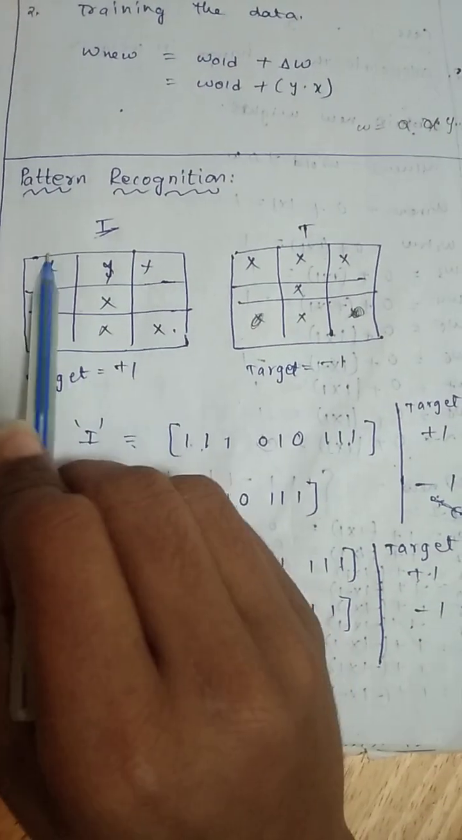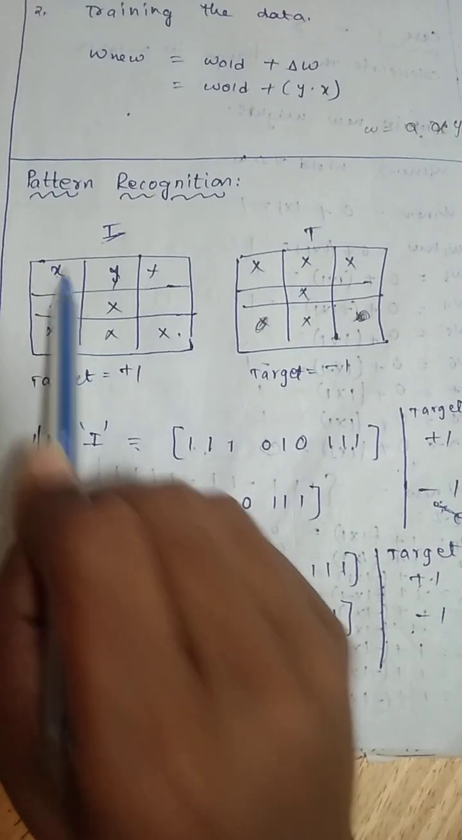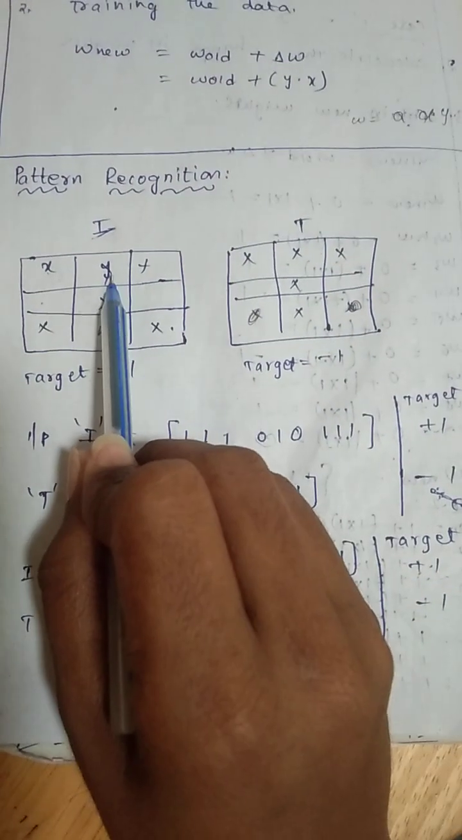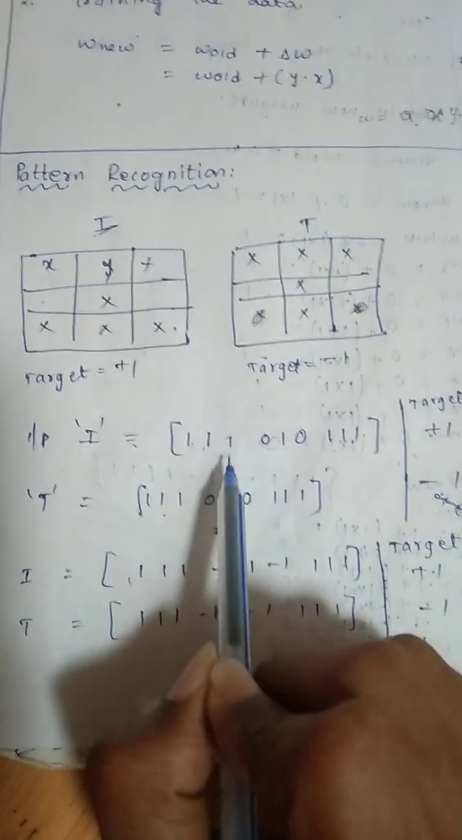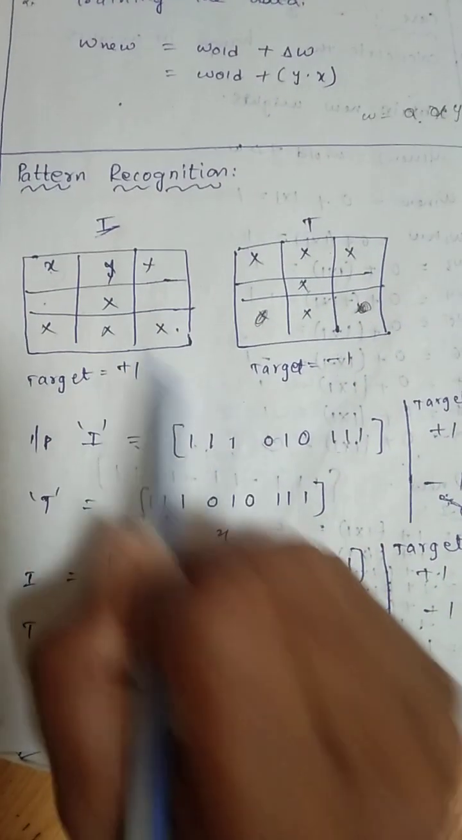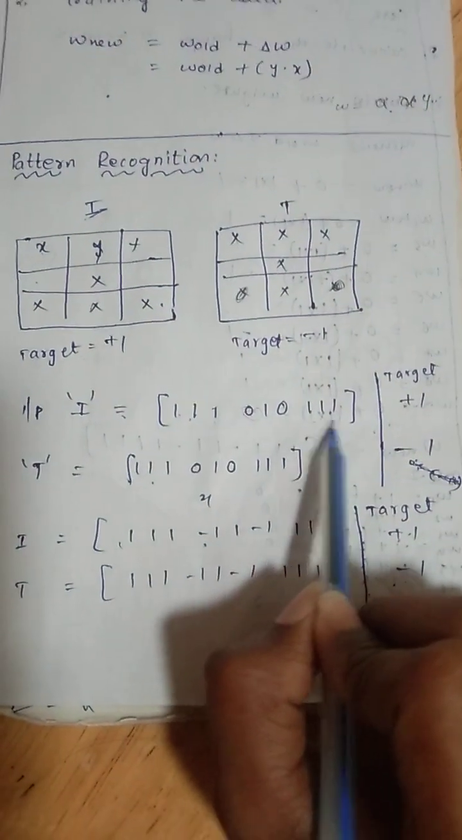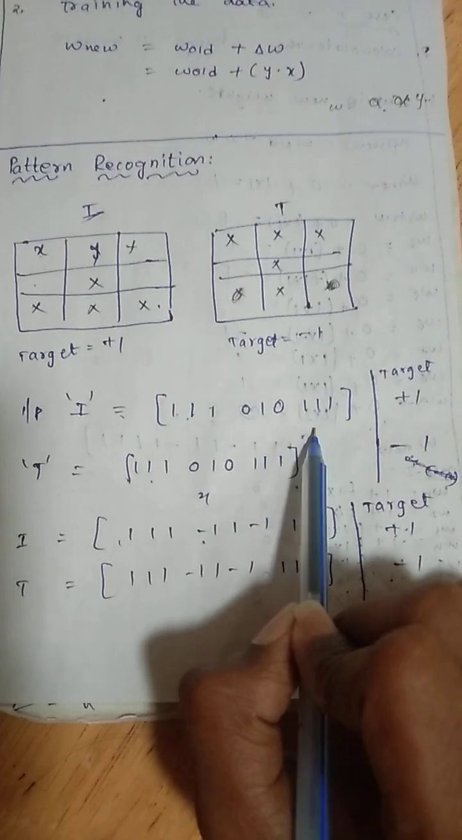Here we consider the space occupied with x, so in this place we have to write 1. Here 1, and here 1, 1. It's an empty place, so replace it with 0. So 1, 0, 1, then 1, 1, 1. Here write 1, 1, 1. This is the input matrix.